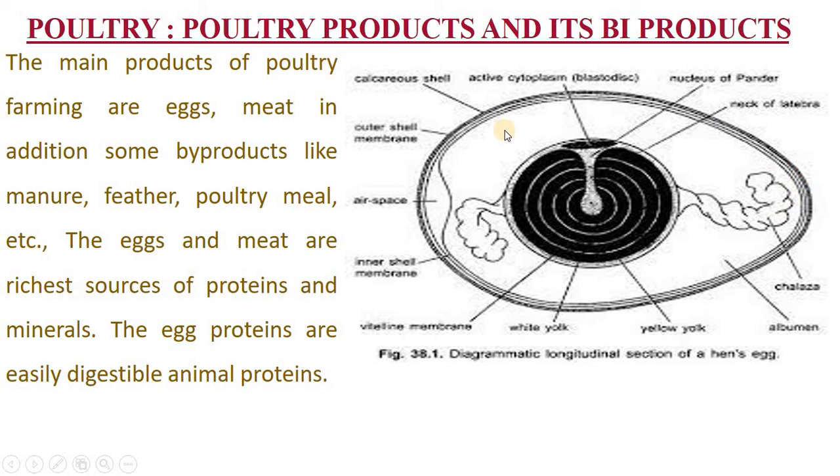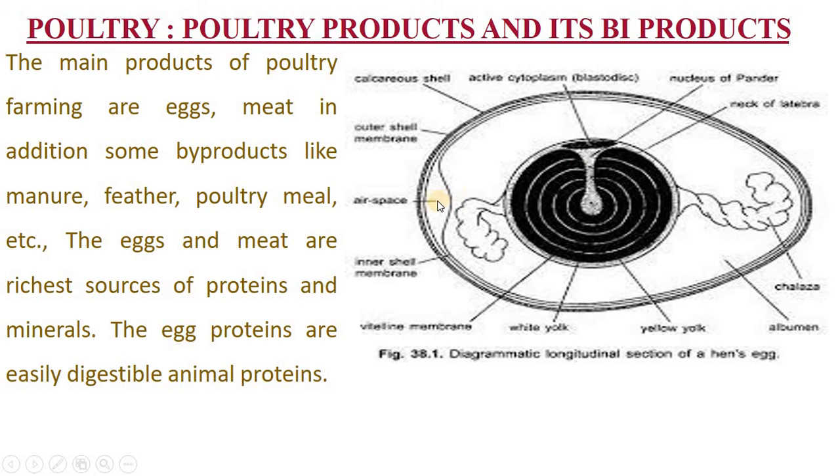If you consider this elliptical egg, this portion is called the animal pole and the opposite is the vegetal pole. Towards the vegetal pole the yolk is located, so it is telolecithal. The eggs are telolecithal and megalecithal. Surrounding the albumin we find the inner shell membrane and outer shell membrane, and there is an air space to accommodate the developing embryo.